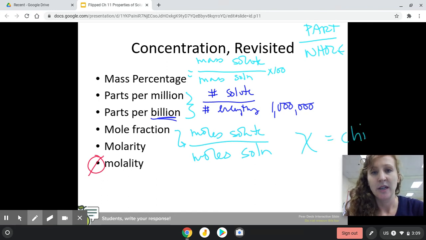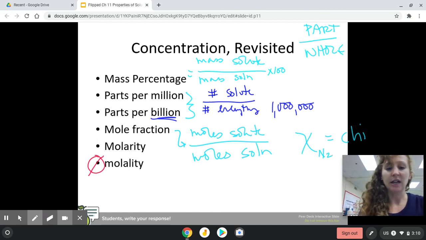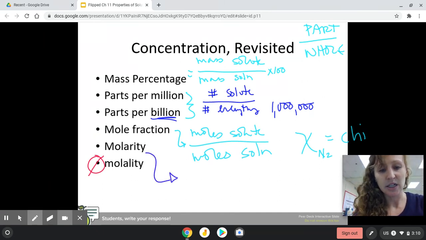Chi. Okay, so this chi represents the mole fraction. So you can talk about mole fraction of nitrogen in the atmosphere, and it would be the moles of nitrogen over total moles. So nitrogen plus oxygen plus carbon dioxide plus water plus everything else that's in your sample that you're measuring. Molarity, our favorite, after going through chapter 4, molarity is near and dear to all of our hearts.